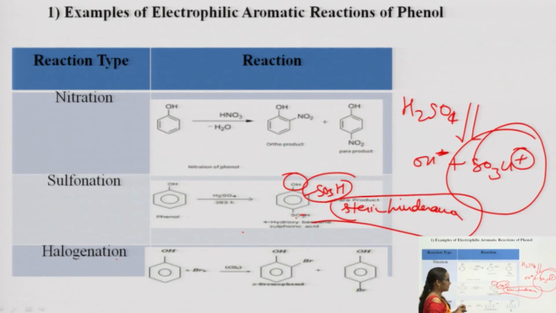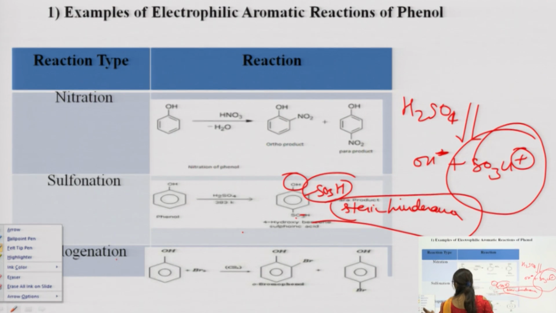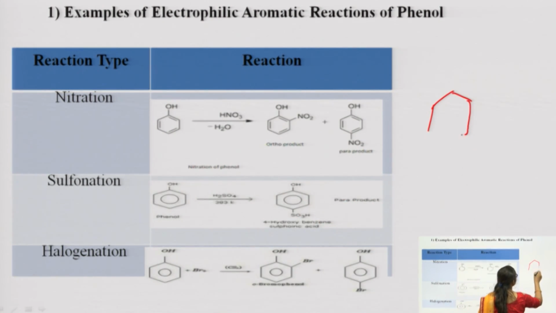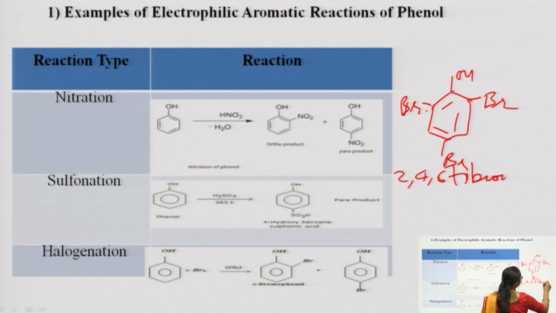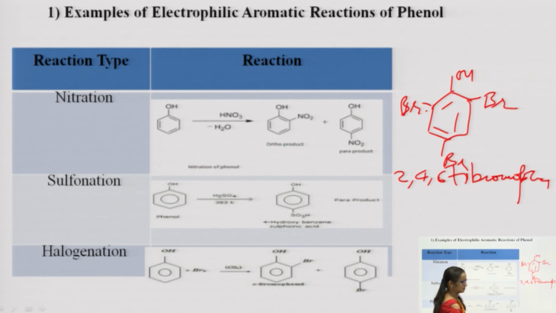Next is halogenation. Halogenation takes place in the presence of carbon disulfide. Ortho-bromophenol is formed, para-bromophenol is formed. As I have told you in the nitration, here also 2,4,6-tribromophenol can be obtained. See this, it can go and bind to ortho, para, and also to this other ortho. This is 2,4,6-tribromophenol. It can also be obtained by this reaction.